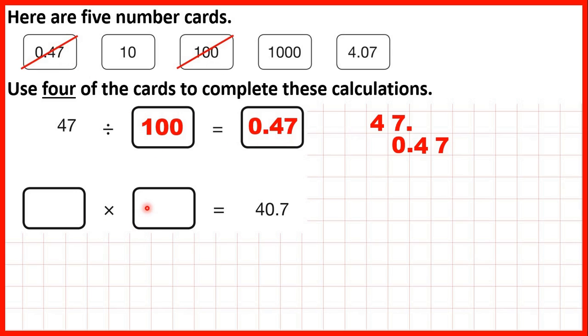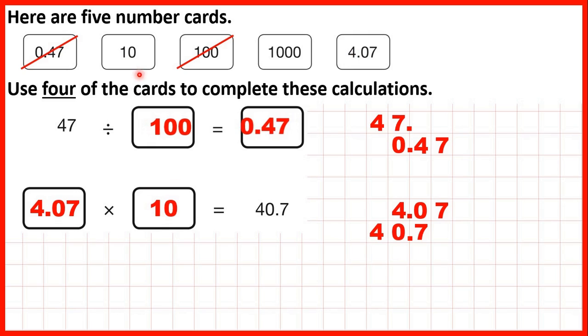Now something times something equals 40.7. So let's take the number 4.07. How can we get 40.7 from that? Well, if we copy down the decimal point, we can see that what we're doing is moving each digit just 1 square to the left. And if we move the digits 1 square to the left, that's multiplying by 10. So we can have 4.07 times 10.